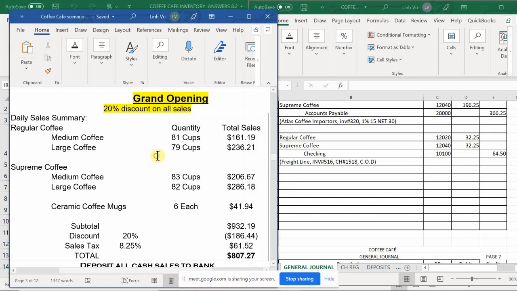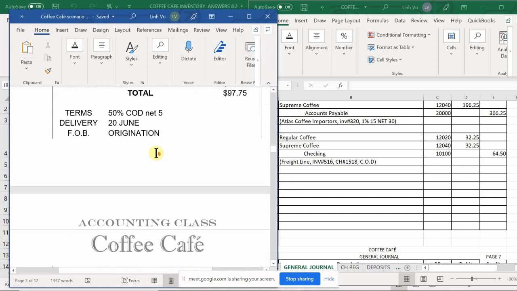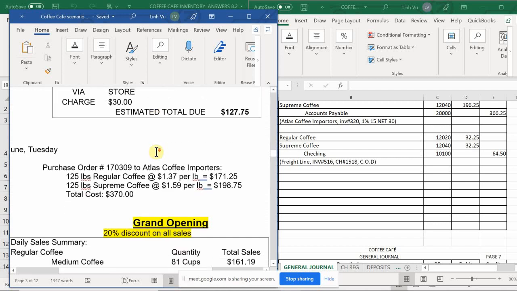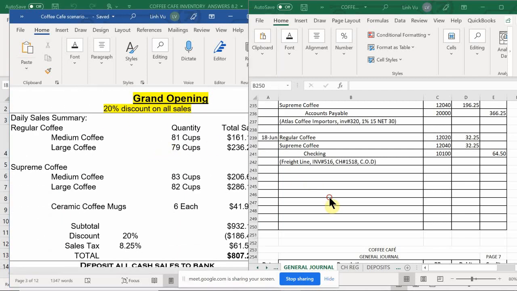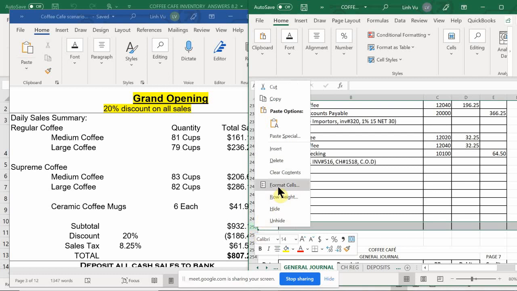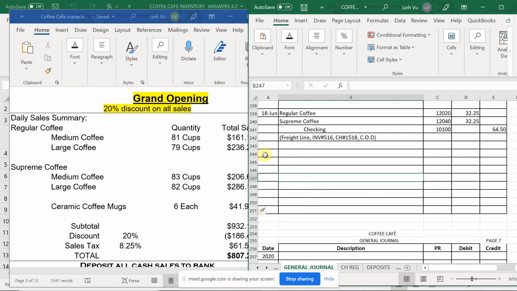All right, so this is where we left off, right? We entered in our 2 purchase orders and a sales receipt. Excuse me. So now we have to complete our grand opening sales. So in this case, go ahead and do it in the space below here. But I'm going to insert one more row just so we can fit the description in there. But in this case, you would never do that in real life.